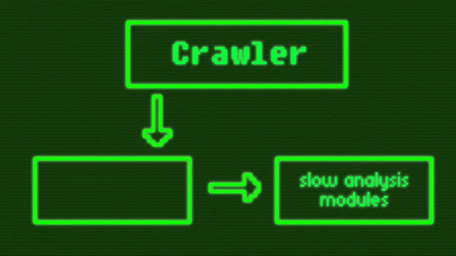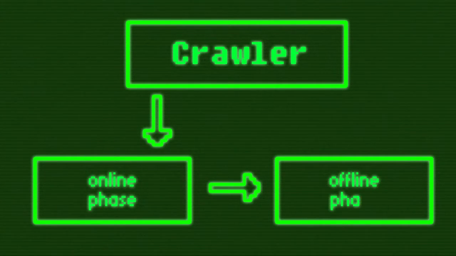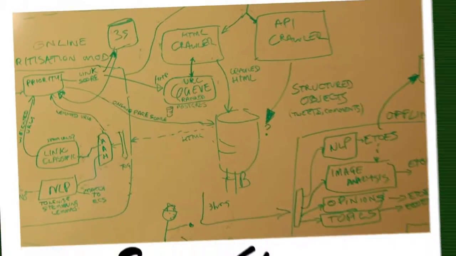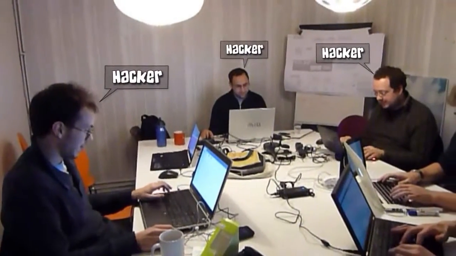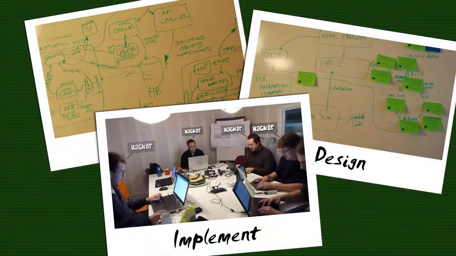The guiding of the crawler we call the online phase, and the slower batch processing stage we call the offline phase. In Paris, we convened the first of these extreme programming meetings, and the main goals were to brainstorm, design and then implement the online phase that would guide a crawler.